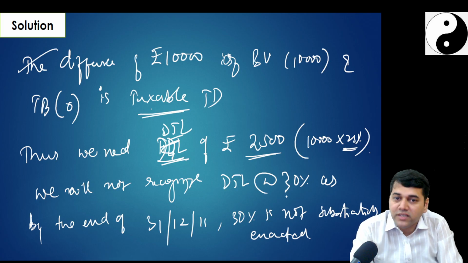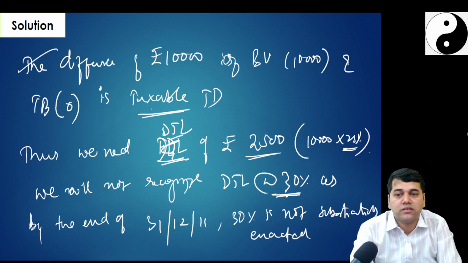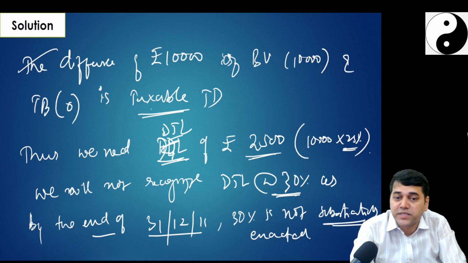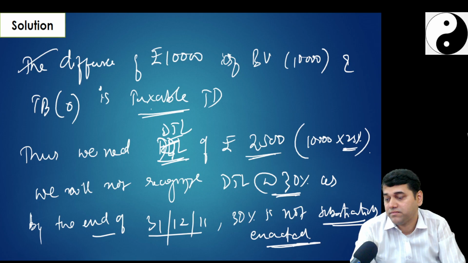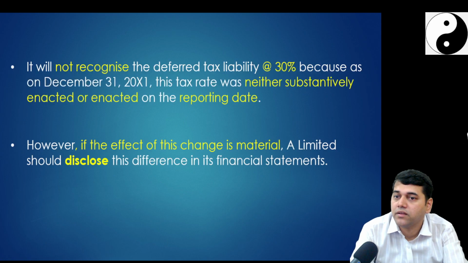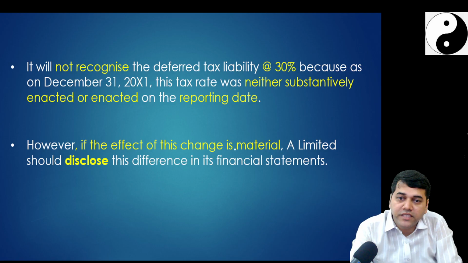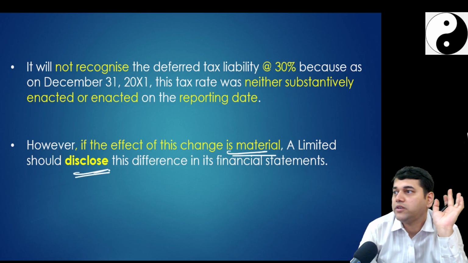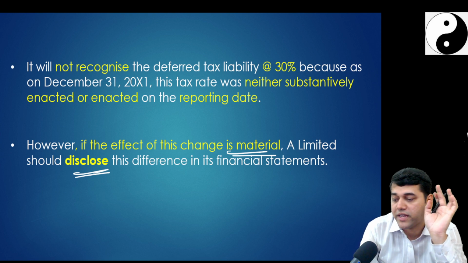We have not considered 30% because by the end of 31st December 2011, 30% is not substantially enacted. However, if the effect is material, we need to disclose this. In the disclosures, we have to tell if it is material, but we cannot account at 30%.